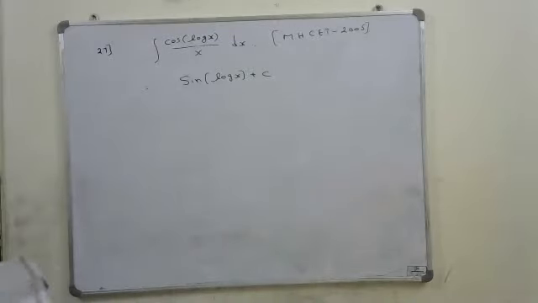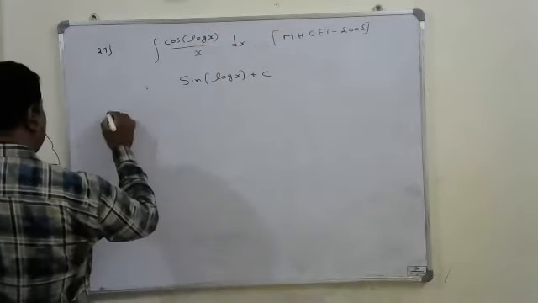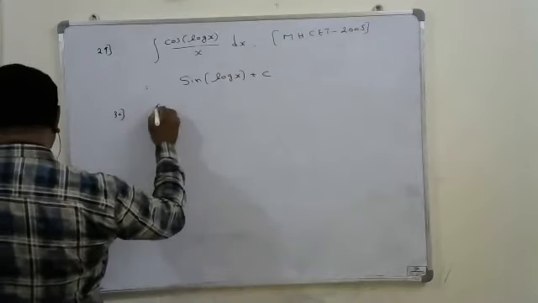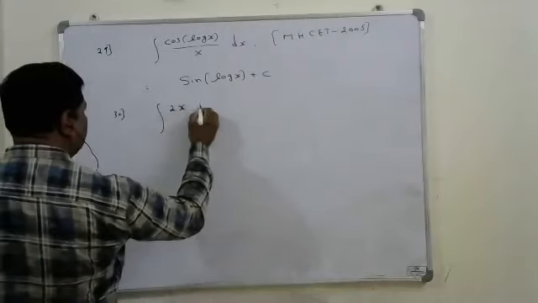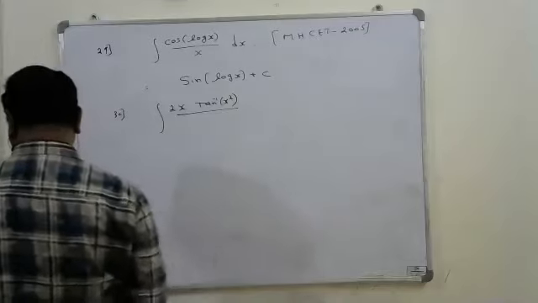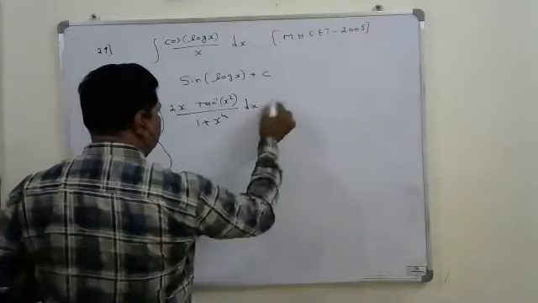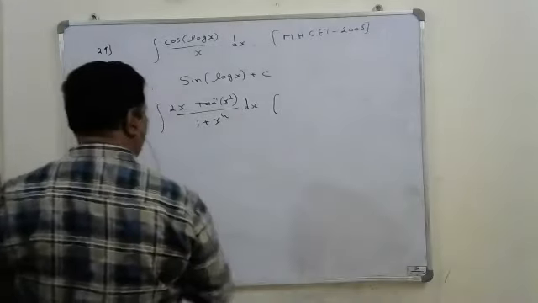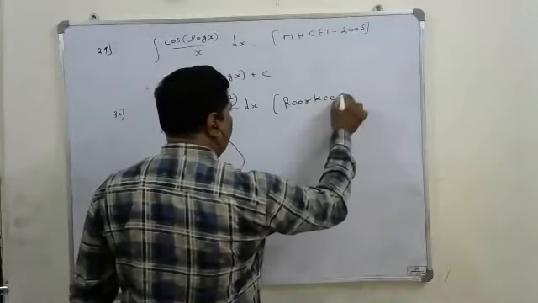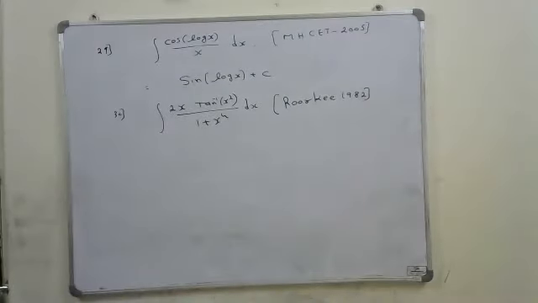Let's take the next problem. I think it is 29, 30: integral 2x into tan inverse of x square upon 1 plus x power 4 dx. This was given in the IIT Roorkee 1982. Tell me, how can you evaluate this?